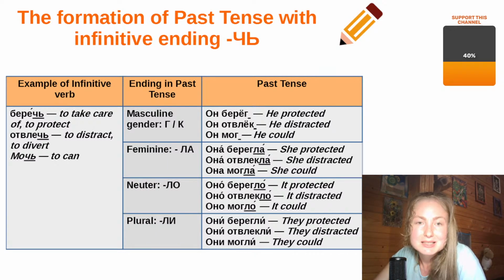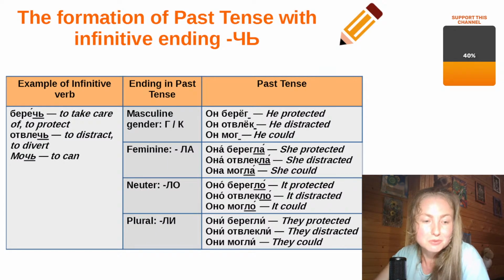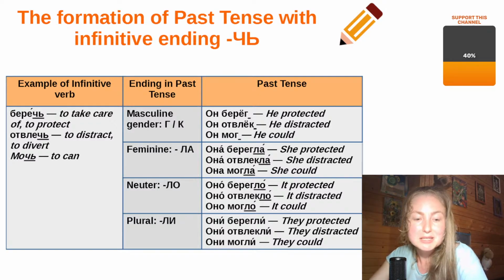We take this ч, and in the masculine form, in the case of masculine gender, you replace the infinitive ending ч with the ending г or к. I wrote you two letters here. So г or к, like он берег, he protected, он отвлек, he distracted, и он мог, he could. Он берег, он отвлек, он мог.